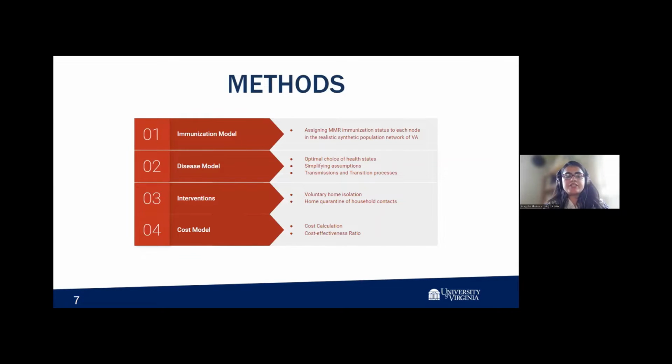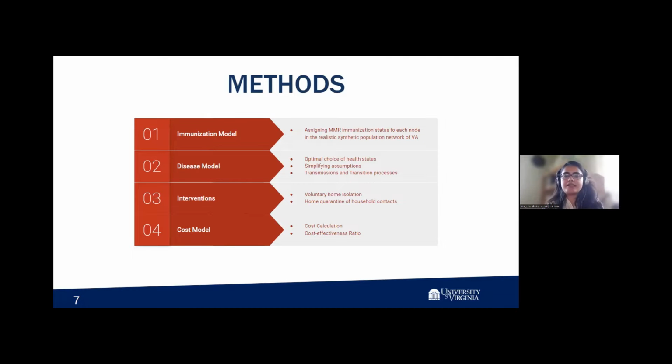When we go to the methods, there are four different types of methods. One would be building an immunization model. Well, let me step back. This is an agent-based model done on a realistic but synthetic population contact network for Virginia as a case study. Each node represents a person, and different activities, survey and census information all went into making this network. The first step is then the immunization model.